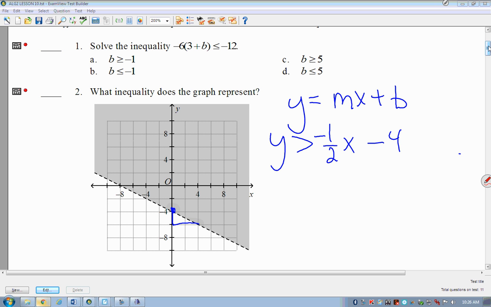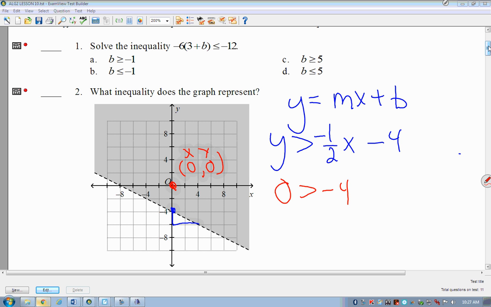Okay, this is what I want you to see. We're going to use what is called a test point. Now, is 0, 0 part of the shaded region? Okay? What are the coordinates there? 0, 0, right? So this is x and this is y, correct? Okay? So because 0, 0 is part of the shaded region, if I plug in 0 for x and 0 for y, my greater than symbol should be accurate. So 0 is greater than, and if I plug in 0 for x, that cancels it out, right? So I'm just wondering, is 0 greater than negative 4? Yes. Therefore, my statement is accurate. Y is greater than negative 1/2 x minus 4.